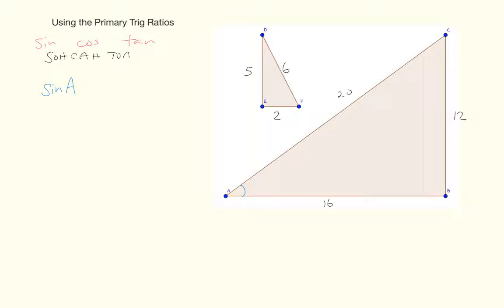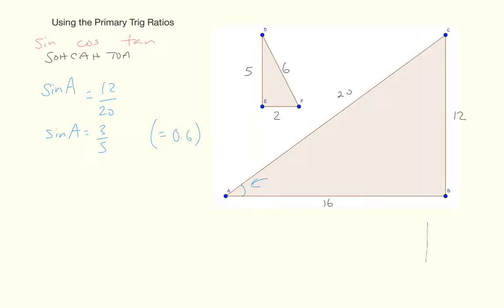SOHCAHTOA. So that means sine of A must equal the opposite over the hypotenuse, and the opposite side is 12, the hypotenuse is 20. So we would just say, well, sine A equals, in lowest terms, 3 over 5, or perhaps as a decimal, 0.6, right? Now, that sine ratio, 3 over 5, or 0.6, is going to hold true for any right-angle triangle that has that exact same angle in it.